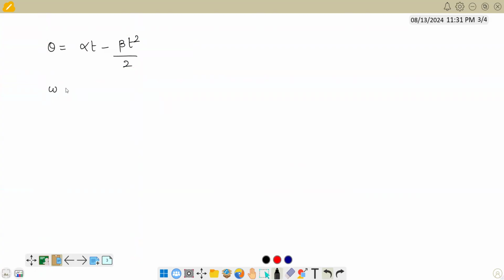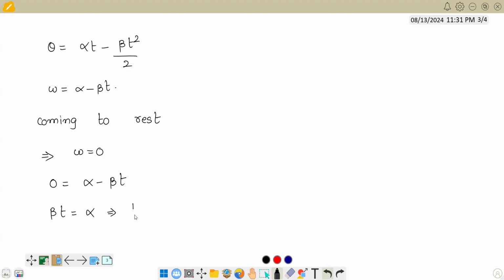And we know omega is alpha minus beta t. This question is not to find the theta expression. The question is to find the total angle through which it rotates before coming to rest. What's the meaning of coming to rest? Coming to rest simply implies omega is 0. So if I equate 0 equals alpha minus beta t, I'll get beta t equals alpha, which implies t equals alpha by beta.